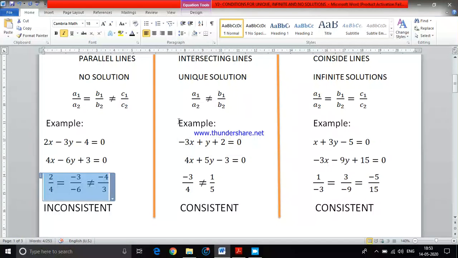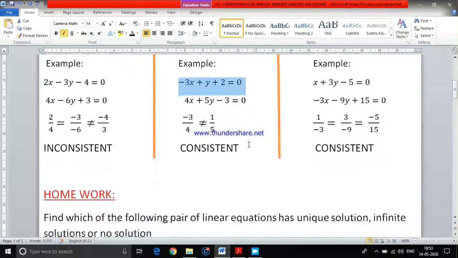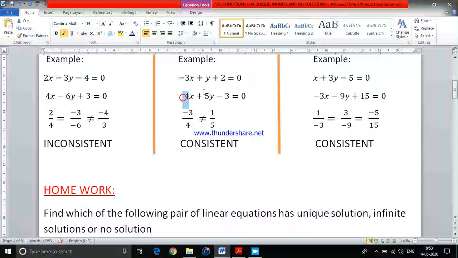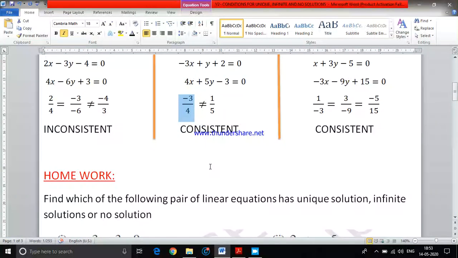Okay. Now take another example. Here I have the first equation as minus 3x plus y plus 2 equals 0. And another equation is 4x plus 5y minus 3 equals 0. So if I write the a1 upon a2 and b1 upon b2 values, a1 is minus 3, a2 is 4, so I'll get minus 3 upon 4 here. Then b1 upon b2 is 1 upon 5.